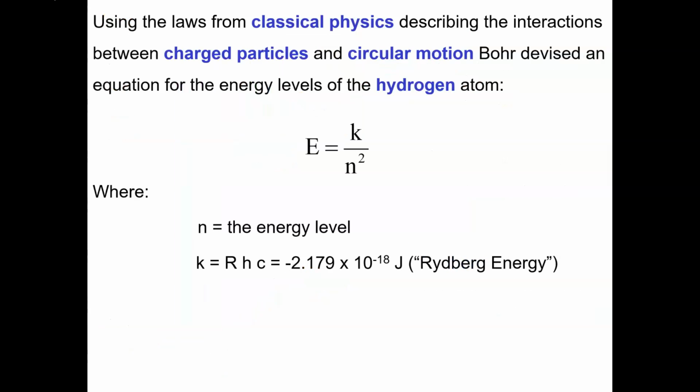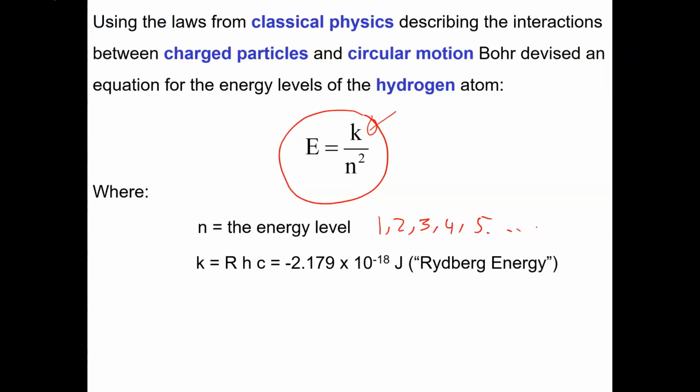So what Bohr did was he used the rules that are concerned with how charged particles interact with one another. That's called Coulomb's law. And then he used the laws that are associated with circular motion of particles. And he devised an equation that gives you the energy of one of these levels in the hydrogen atom. And here it is. It says that the energy of an electron in one of these energy levels in the hydrogen atom is just simply equal to a constant, which is indicated with a little k here, divided by n squared, where n is the energy level, which is a whole positive number.